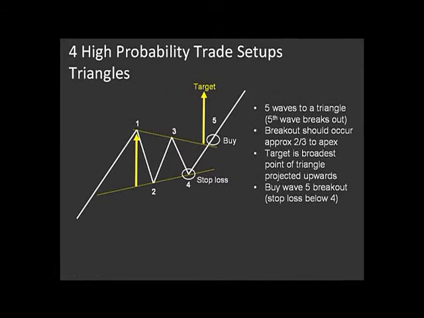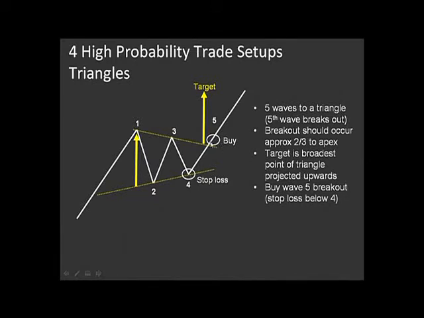Now, in terms of how you trade these things, you'll wait for the 5th wave breakout to occur. That's the safest thing to do. So wait for that breakout and then buy it on the breakout through the top of that triangle structure. You'll then set a stop loss down underneath the lowest point of that 4th wave before the breakout occurred.